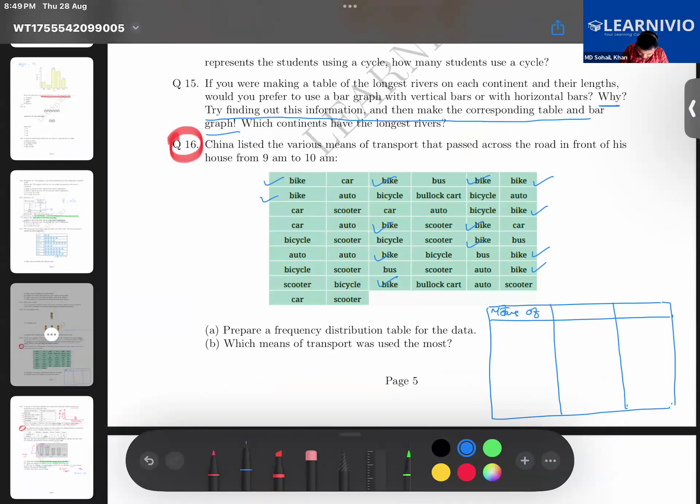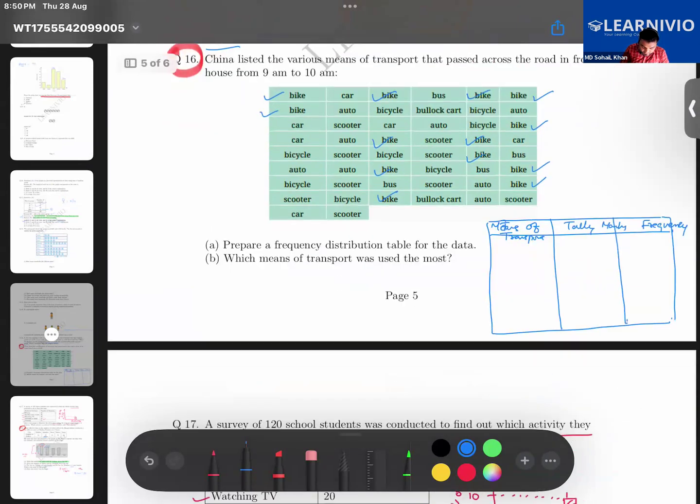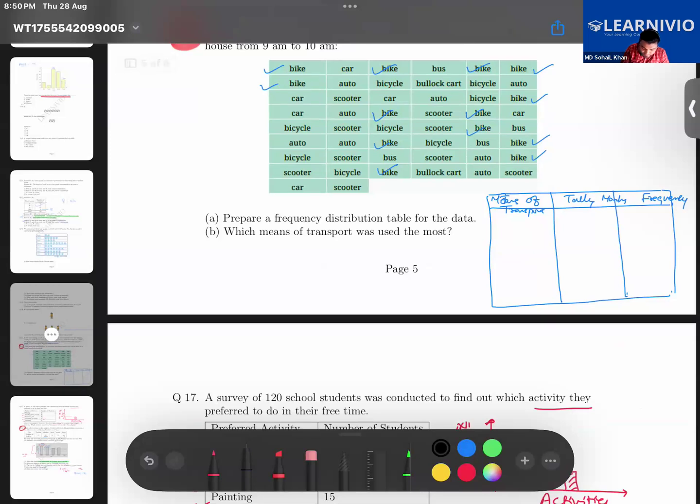So here you would have written means of transport. Here we'll be writing tally marks. And here we're going to write down the frequency. Okay. What are the different modes of transport here? They are bike, next is car, bus, bicycle, auto, and bull cart.